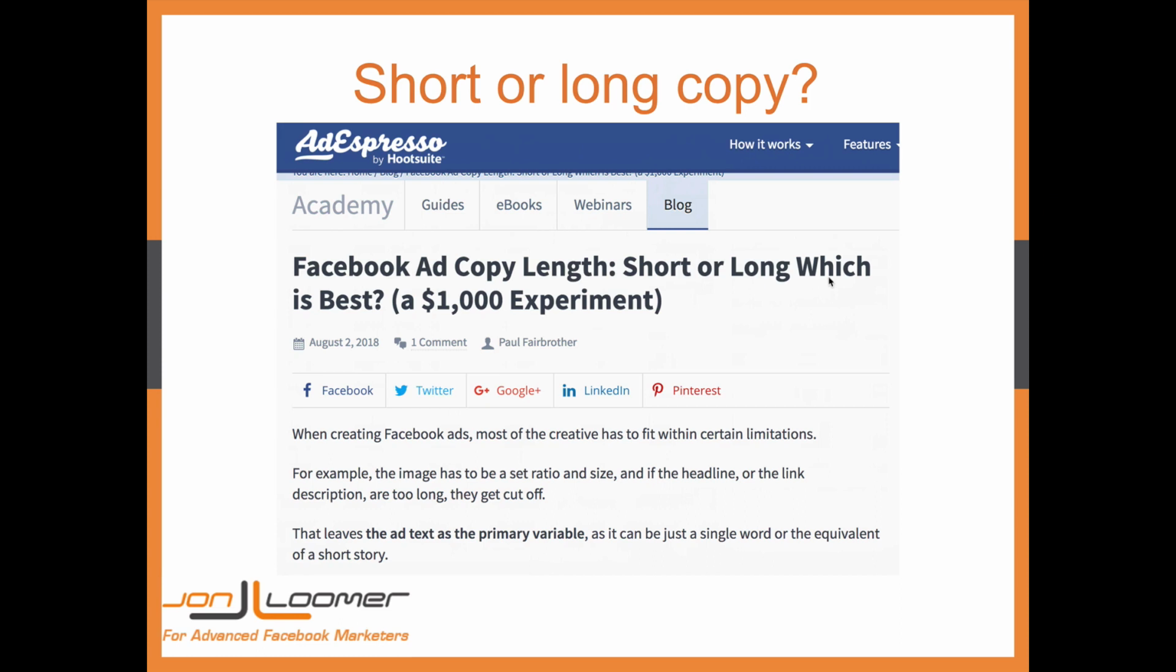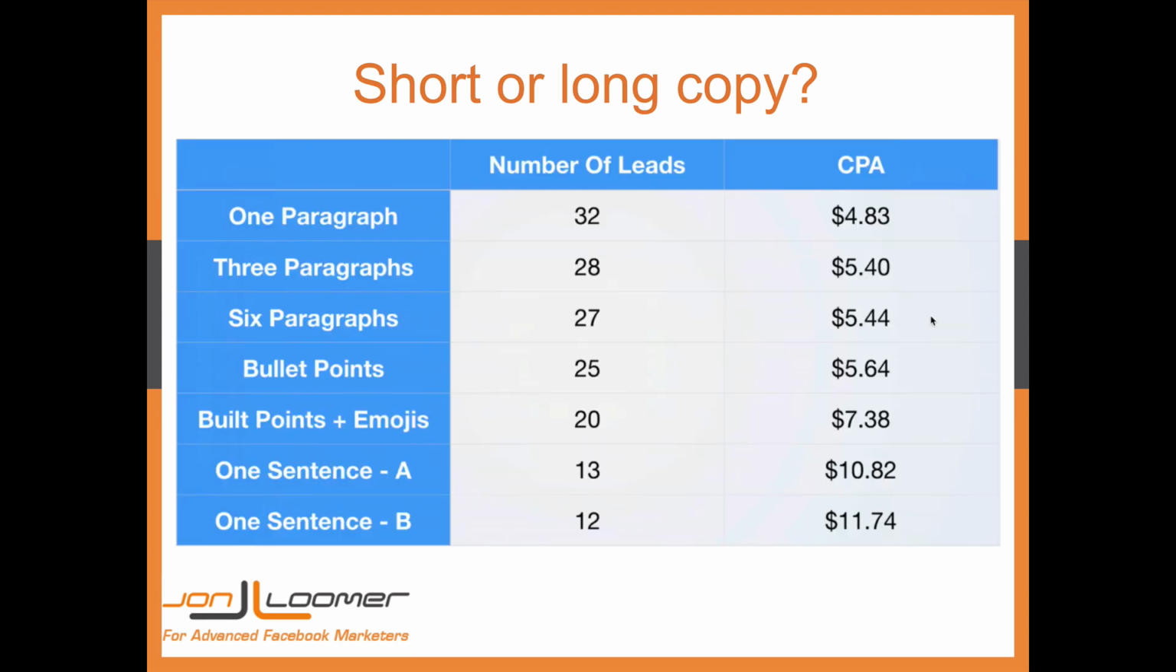All right, so that takes us to another study. This one from Attribution. They did a $1,000 experiment, which, come on, guys, you can spend a little bit more than that. But just to determine whether short or long copy is best. Basically what they did is they did 7 different variations of short, medium and long copy. So you have 1 paragraph, 3 paragraphs, 6 paragraphs, bullet points and emojis. Oh, not a fan. And 1 sentence, or 2 different variations of 1 sentence.